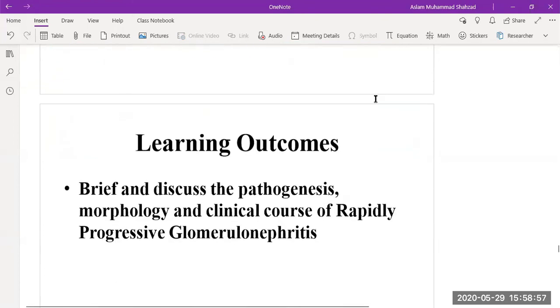So the learning outcome for this topic is to discuss the pathogenesis, morphology, and clinical course of rapidly progressive glomerulonephritis.